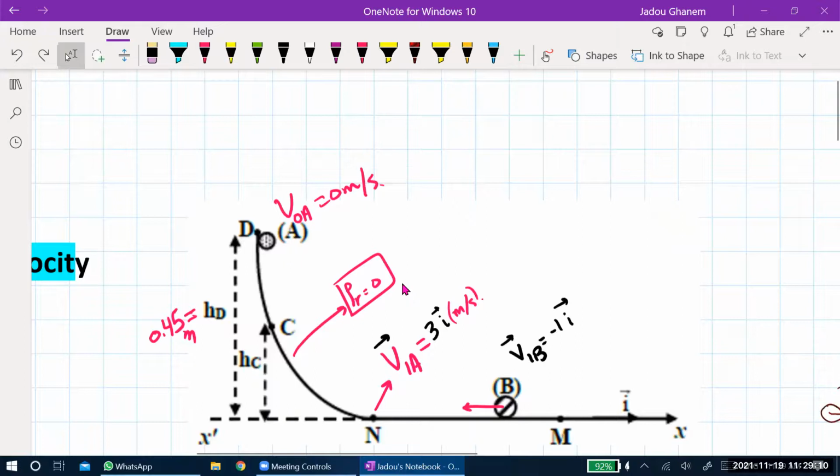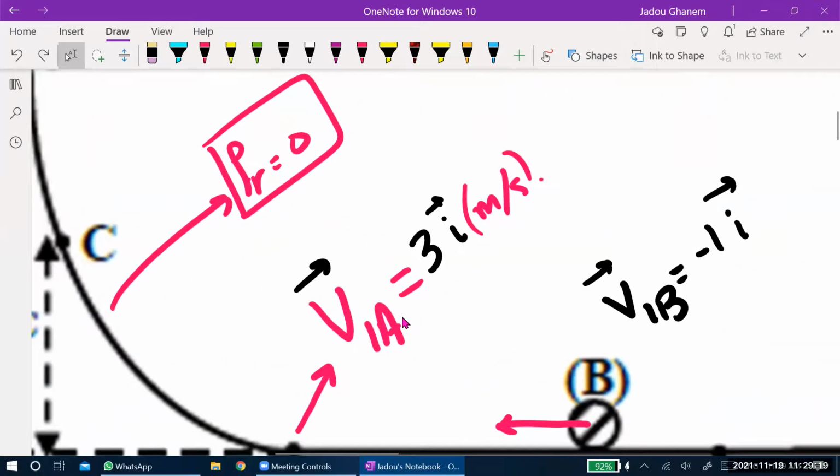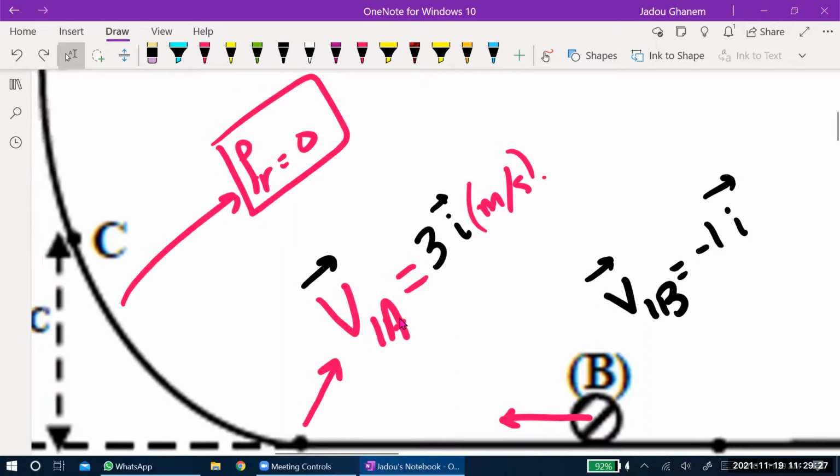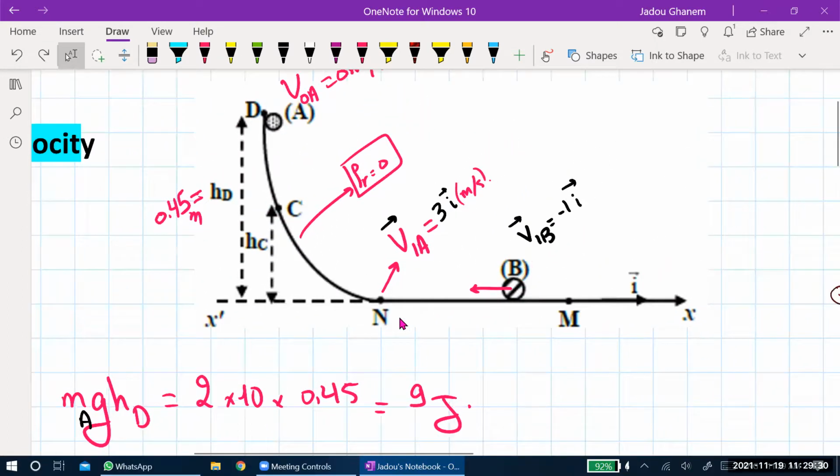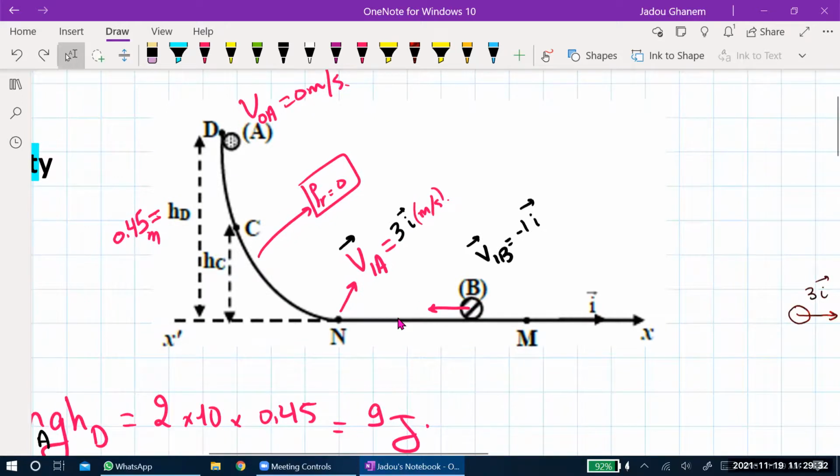Usually the particle with the biggest mass and the biggest speed will just control the situation. That's the case here. VA is 3, which is triple the speed of B. It will control the situation, although the mass of B is twice, but the speed here is triple. That's the point. B was going to the left side, but became going to the right side.